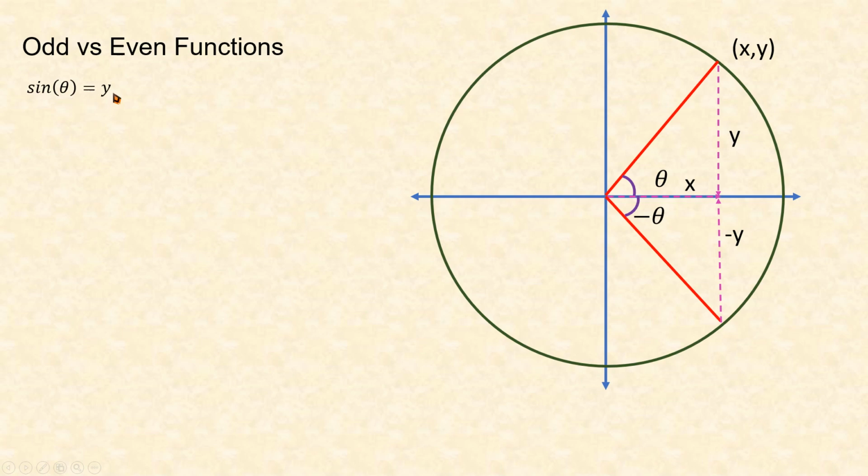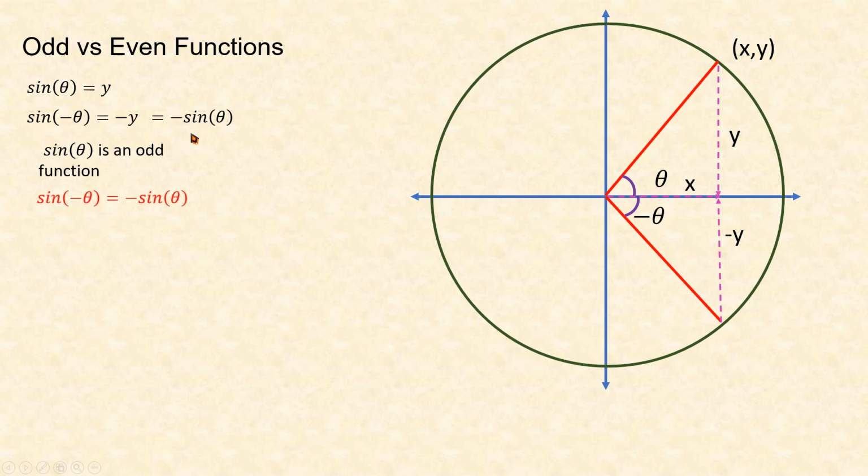So let's talk about sine real quick. Sine of theta is y. What happens if you take sine of negative theta? Theta is the input, so theta is like your x. You put in a negative theta, you get a negative y instead. So negative input gives you a negative output. Then sine of negative theta is equal to negative sine of theta, which means sine is an odd function. So this is what you really want to remember: sine of negative theta is equal to negative sine of theta.